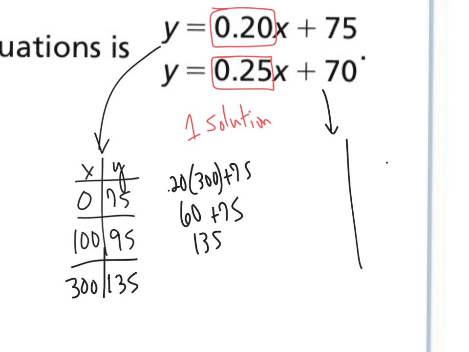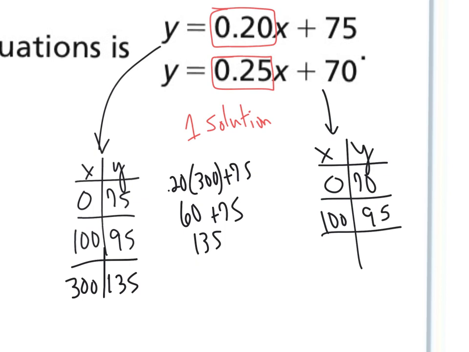On the other line, if we put in a 0 for x, that would be 70. Maybe we just do the same thing, so 100. If you do 0.25 times 100, moves your decimal 2 spots, that'd be 25. Plus 70 would be 95. And then let's see for 300 minutes. So 300 times 0.25 is 75 plus 70 would be 145.